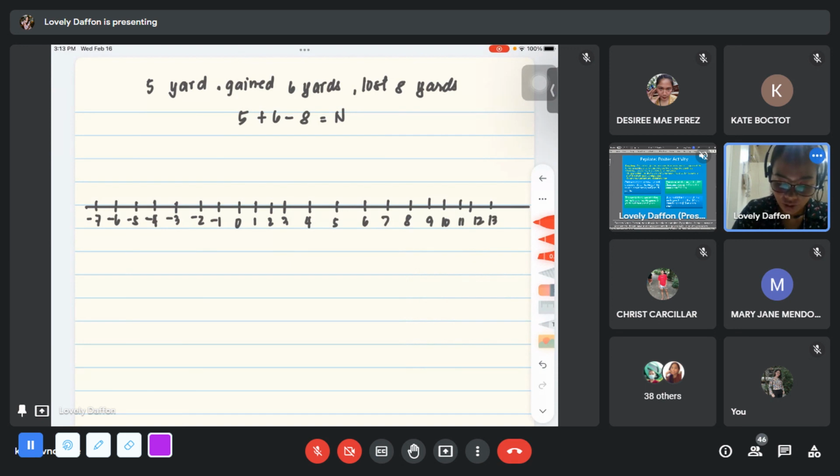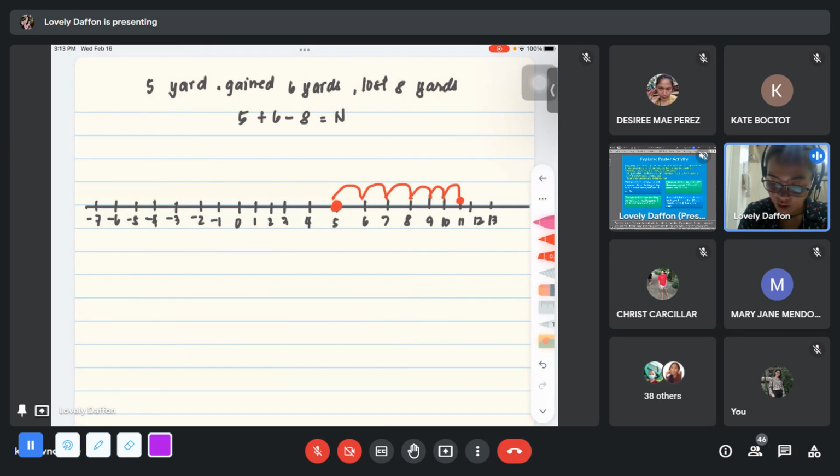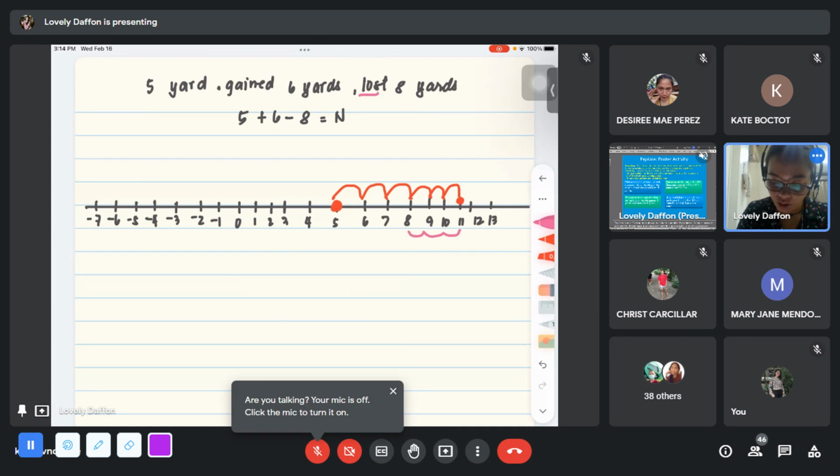Okay, let's start with 5 yards. So we have 5 yards here. And then we have gained 6 yards, so we move 1, 2, 3, 4, 5, and 6. Then we subtract 8. So from 11, we will go back 8. That should be lost 8 yards, so we go left: 1, 2, 3, 4, 5, 6, 7, and 8.